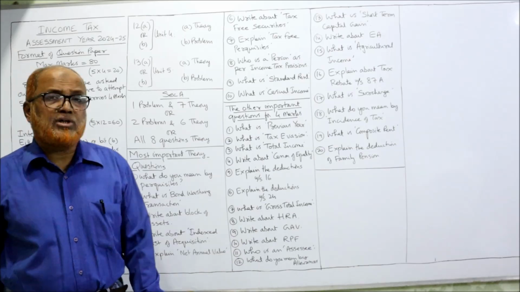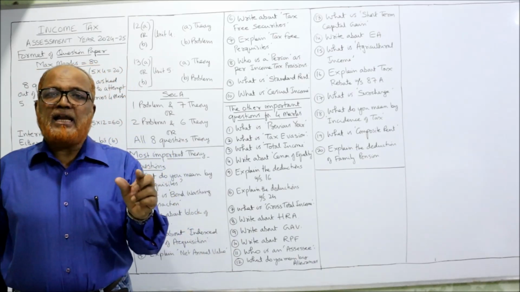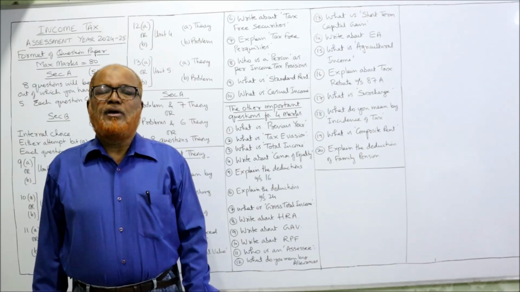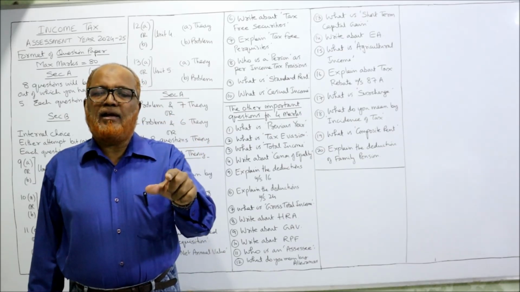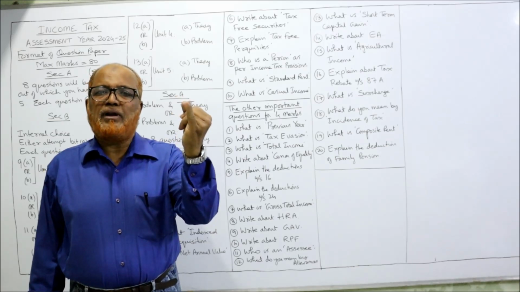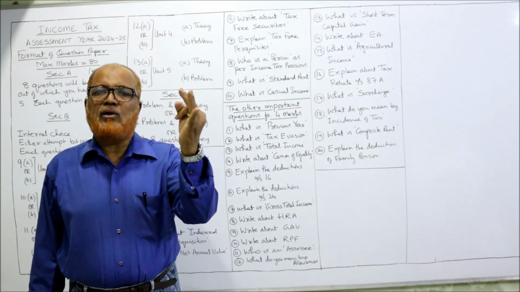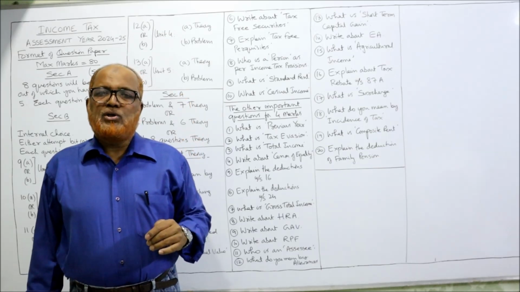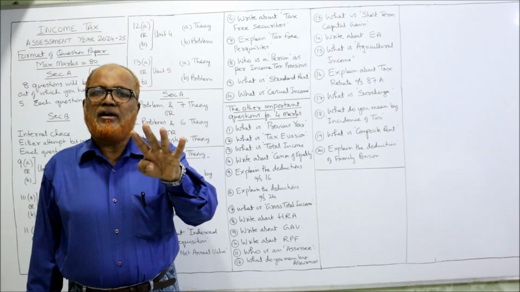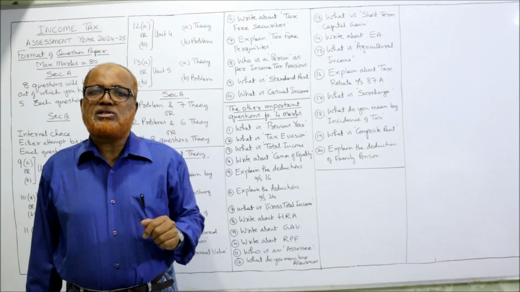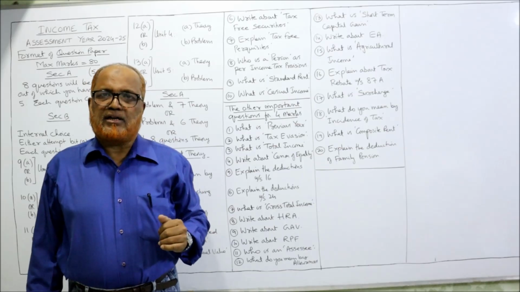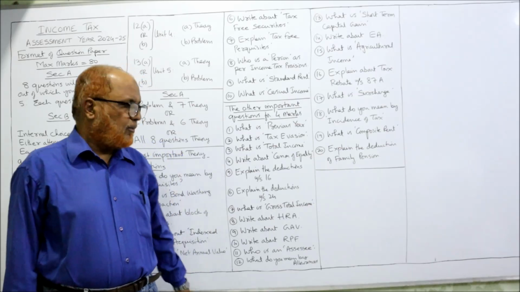Next comes write about GAV. Gross annual value. This is the first step in calculating income from house property. The gross annual value will be calculated by considering the municipal rental value, fair rental value, actual rental value and standard rental value. So by considering these 4 rental values, we calculate gross annual value. From gross annual value, municipal taxes will be deducted to get net annual value.